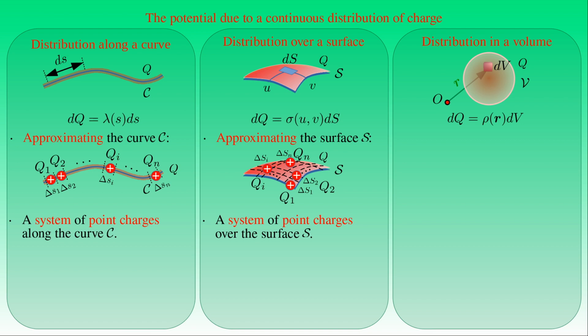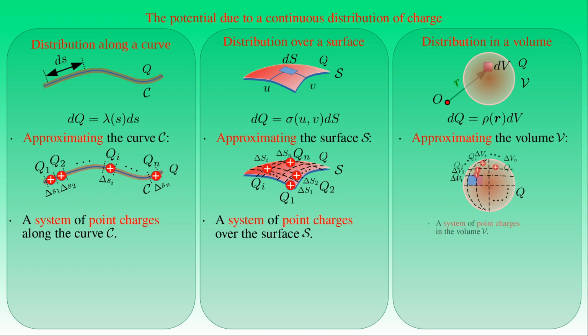We break up the volume calligraphic V into n volume elements delta V1, delta V2, ..., delta Vn as well. Here the volume of each volume element is much smaller than the volume calligraphic V. Then we approximate the continuous distribution of the electric charge Q in the volume calligraphic V with the system of point charges Q1, Q2, ..., Qn at the midpoint of each volume element. In these three cases the electric potential at a given point described by the position vector pointing from an arbitrary reference point is given by the sum of the potentials at the given point due to the individual point charges of the system.